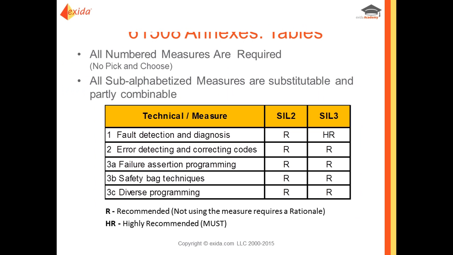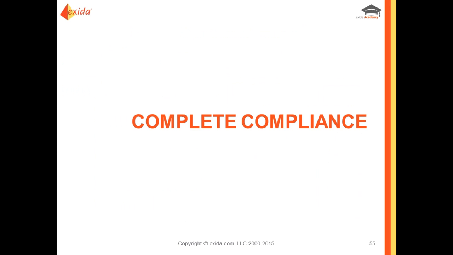So in 61508, you have annex tables, and they have a technique or measure description. And as you can see here, you have recommended and highly recommended. And all these numbered measurements are requirements. You don't get to pick and choose. You can't say, oh, I want 1 and 3B, I'm not going to worry about 2 and 3C. It doesn't work that way.